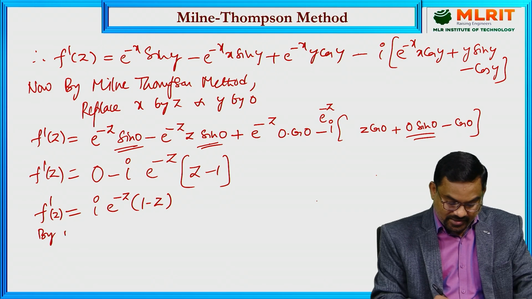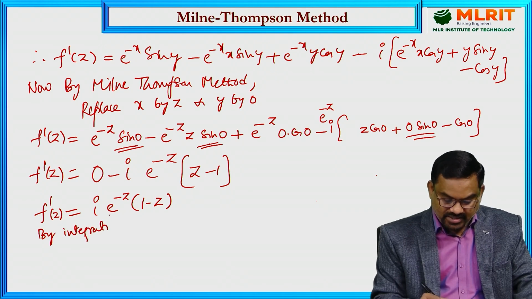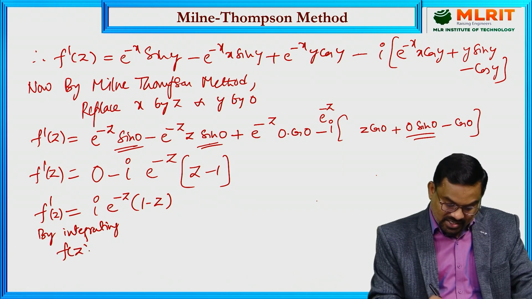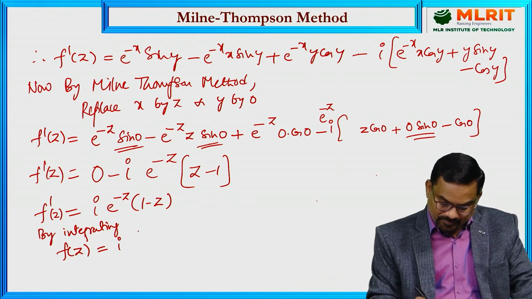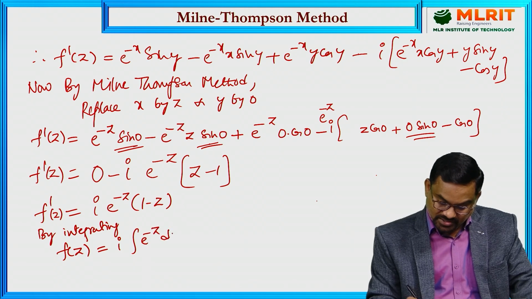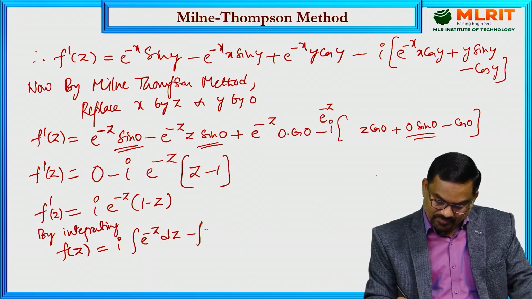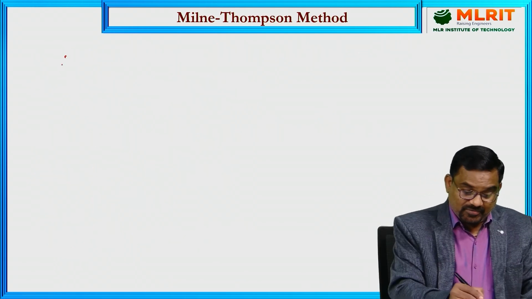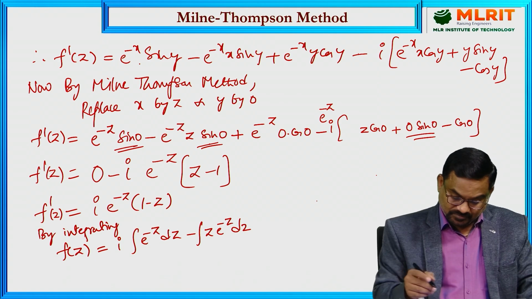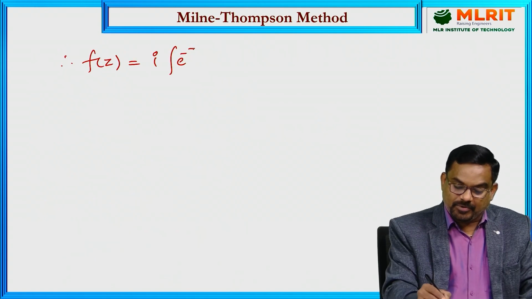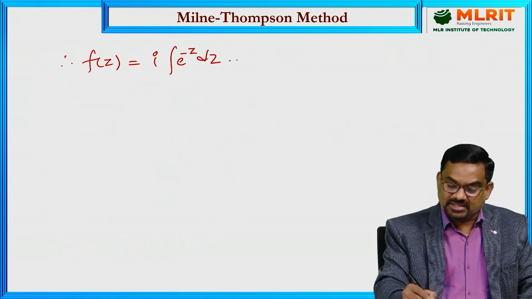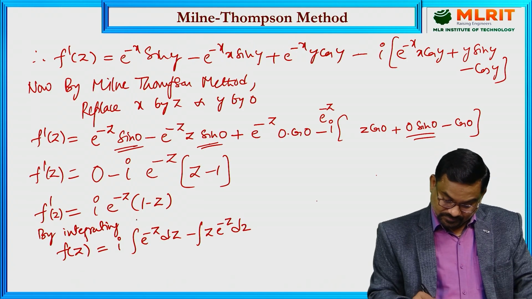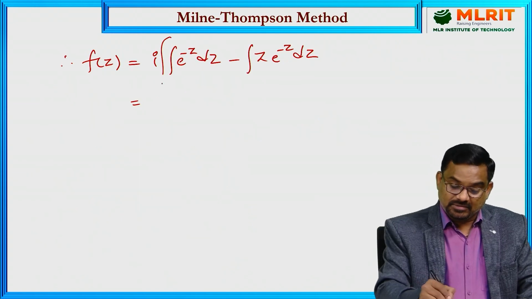By integrating, we can find the f of z. So, integrating on both sides with respect to z, we get LHS f of z, i into integral of e power minus z dz minus integral of z into e power minus z dz. So, therefore, f of z equal to i into integral e power minus z dz minus integral z e power minus z dz. So, this is again here brackets we have.